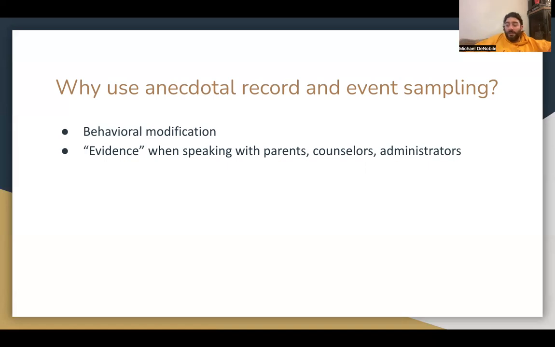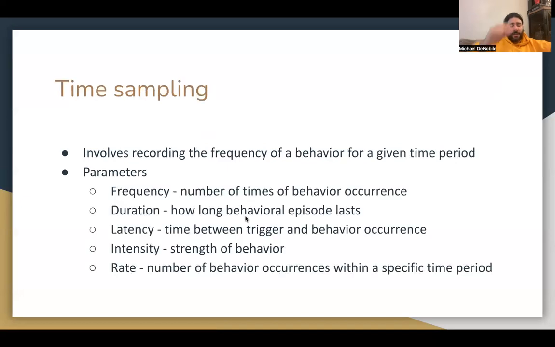You may talk with other teachers and they may say, yeah, we've been noticing that as well. And then the parent can make an informed decision of whether or not they want their child to be evaluated for special services. So those are just other ways. Typically, it's for behavioral modification, but those are other reasons why we may use anecdotal or event sampling.